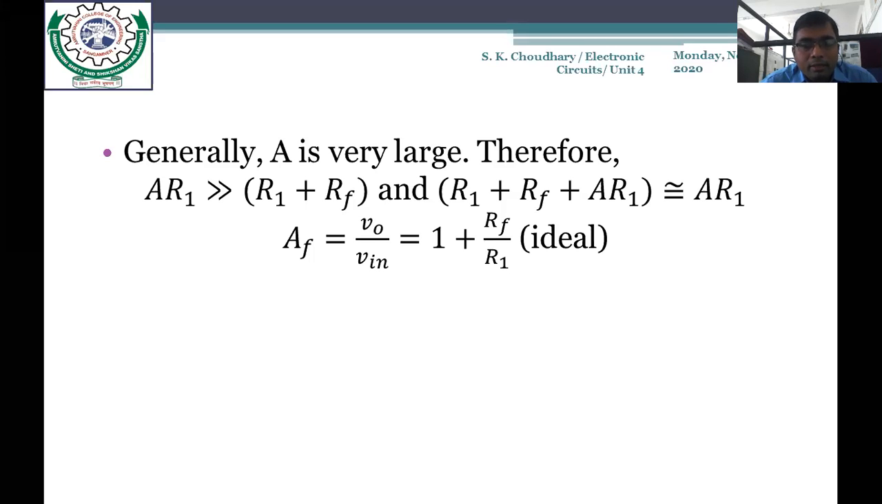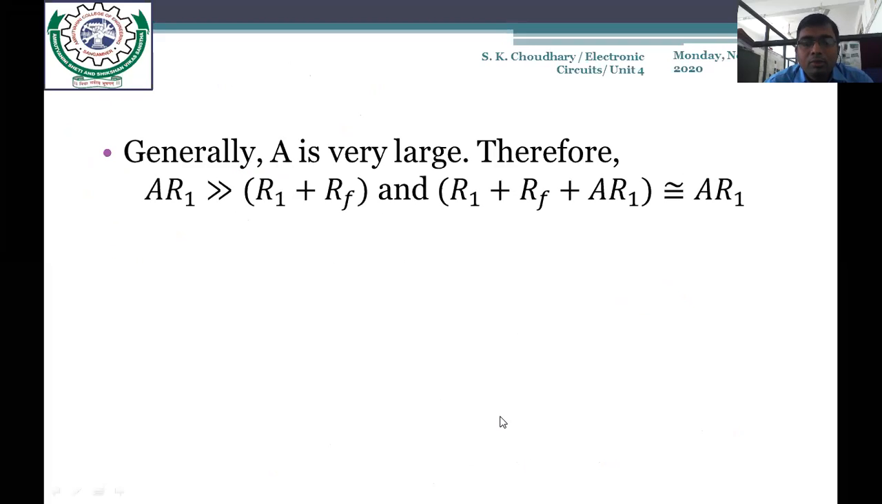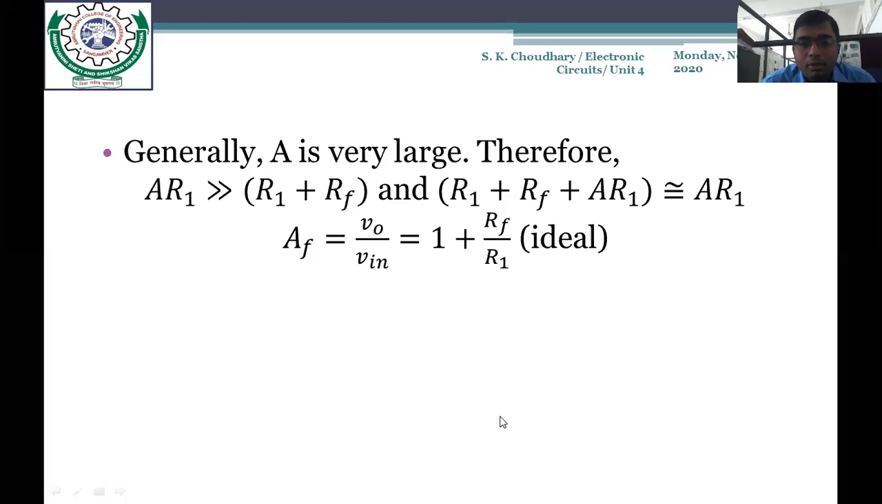So here we can write the equation for the closed loop gain, that is V0 upon V in is equal to 1 plus RF upon R1. In the denominator, this first term is neglected because this is very much larger. Only A is cancelled out, leaving R1 plus RF upon R1, that is 1 plus RF upon R1.